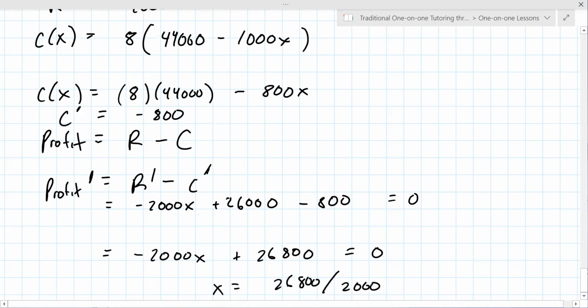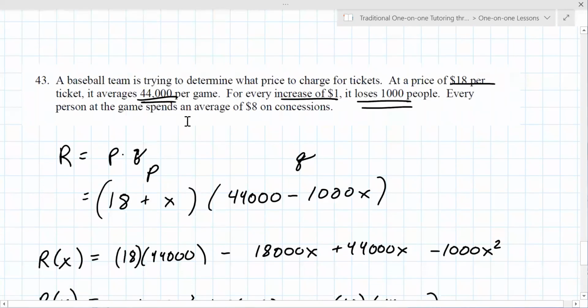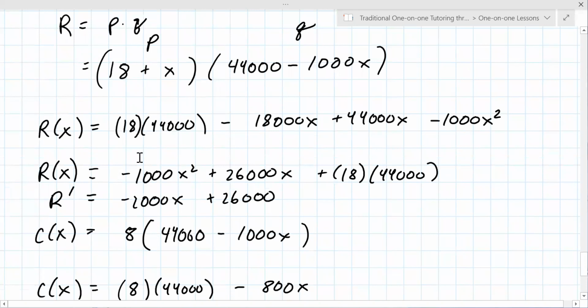But again, that's just the reduction. So if it's asking for price, you have to put it back in here. If it's asking for quantity, you have to put it back in here. If it's asking for revenue, you put it back in the revenue line.